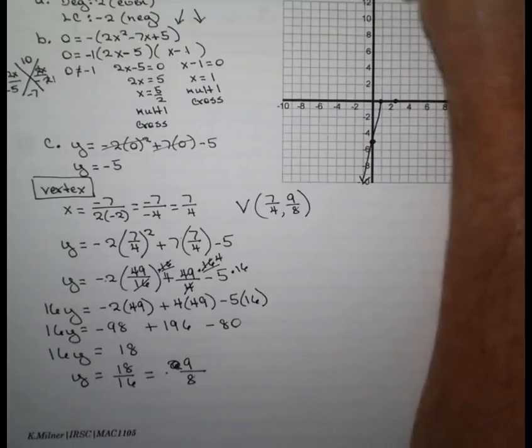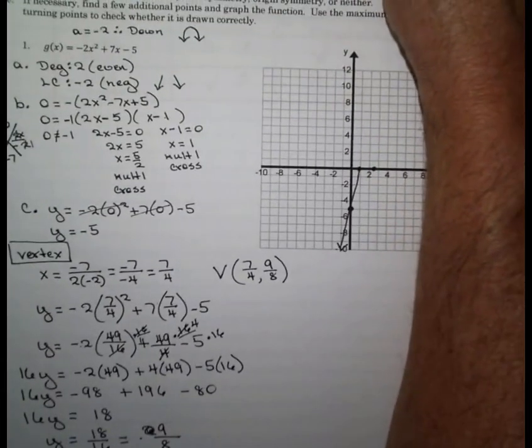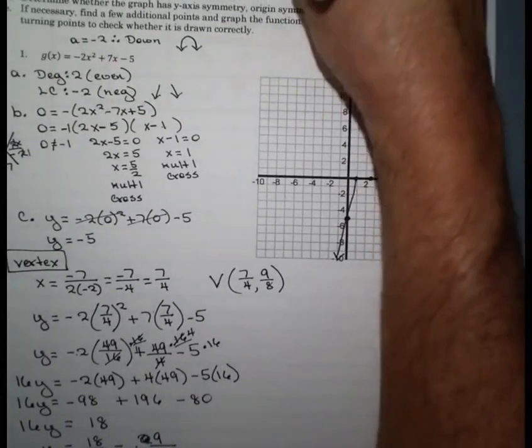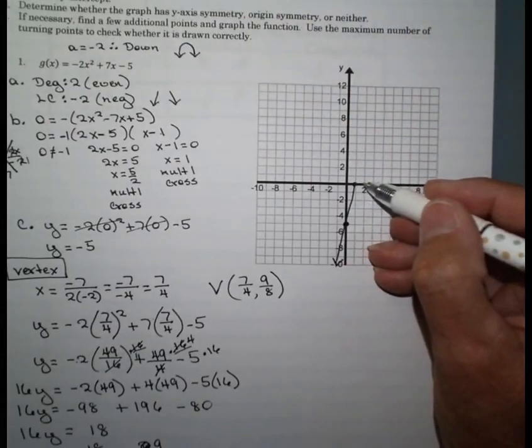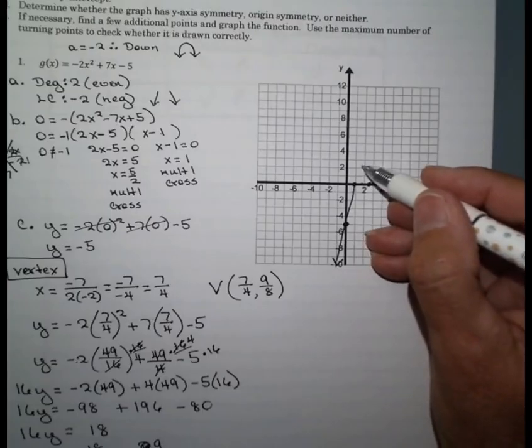So I can graph that because 7/4 is not quite 2, it's 1 3/4, isn't it? And I'll go, in the x direction, 1 3/4. I'm going to come right about here with it. And then I'm going to say, 9/8 is just a little above 2. So it's going to end up being right about here, somewhere in there.